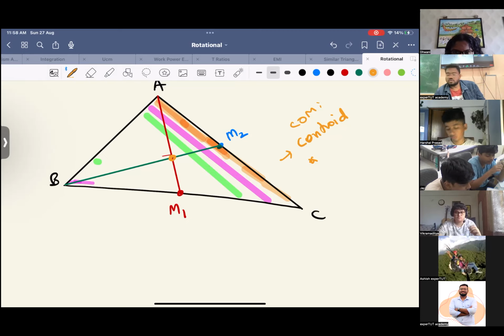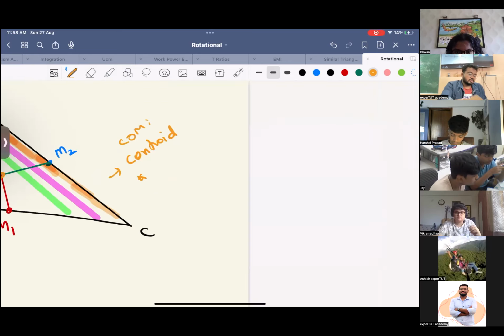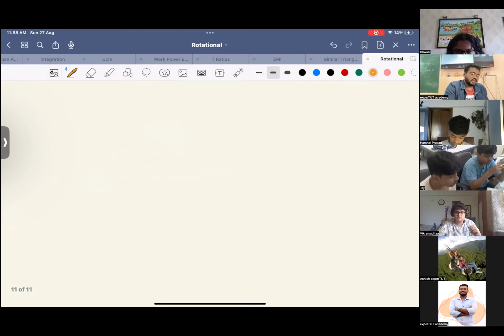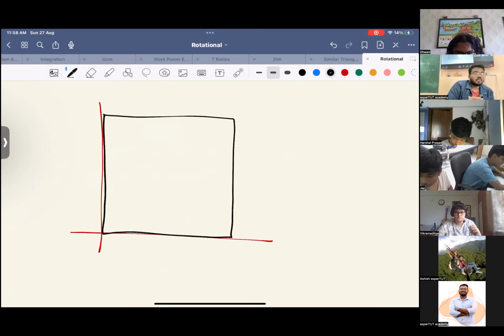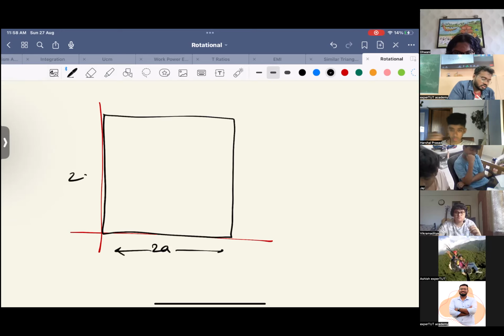Okay, we will do a few questions. Actually, one more thing about center of mass: it is very intuitive, so you need to solve many questions. Suppose you have the xy plane and a square lamina, uniform, so mass is everywhere. It's a square plate. Its length is 2a and this length is 2a. What is the coordinate of the center of mass right now?